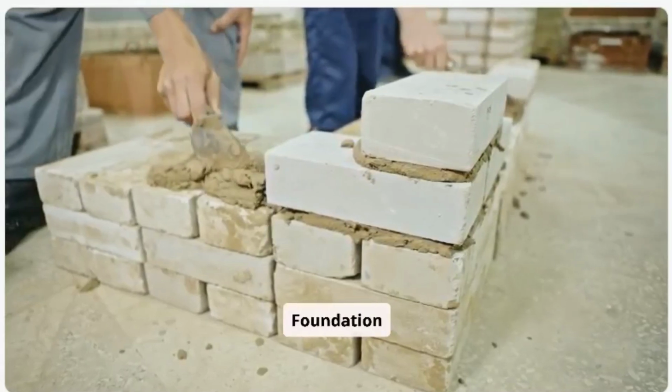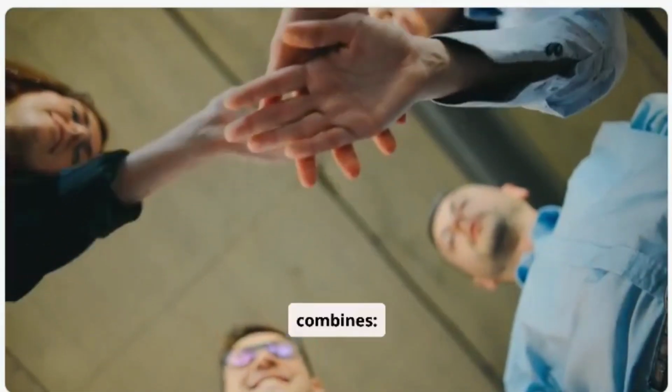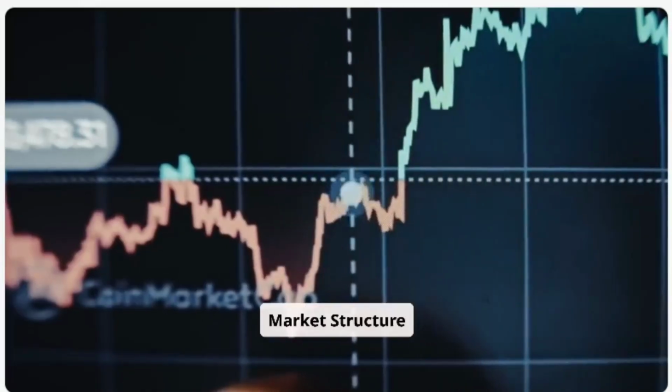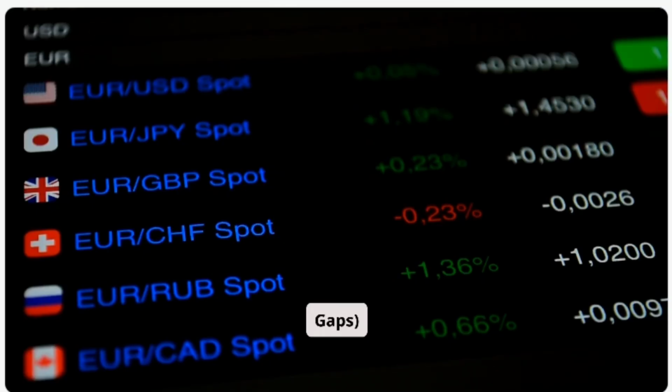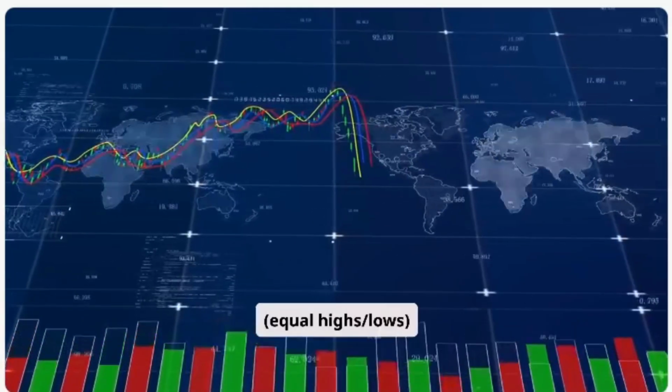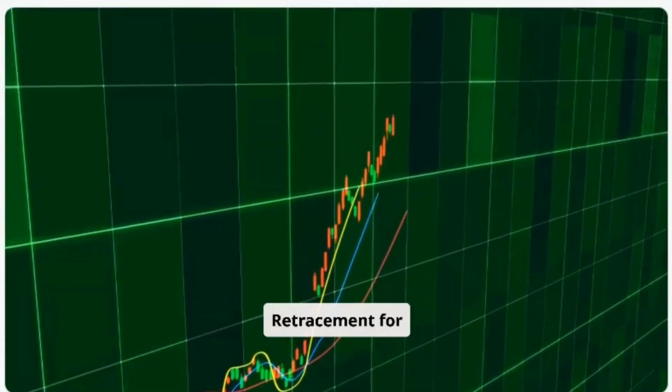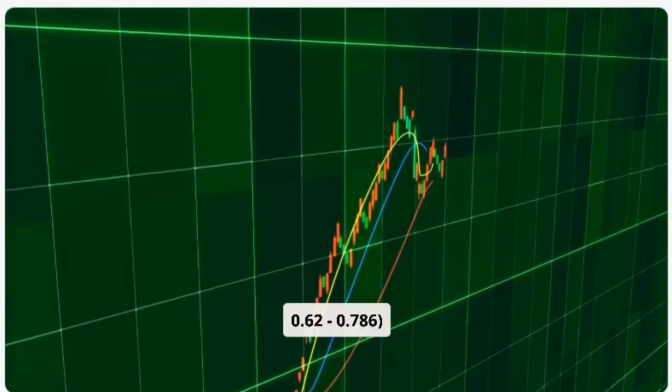This strategy's foundation: this strategy combines order blocks, market structure break (MSB), FVGs (fair value gaps), liquidity pools, equal highs and lows, and Fibonacci retracement for confluence, levels 0.62 to 0.786.